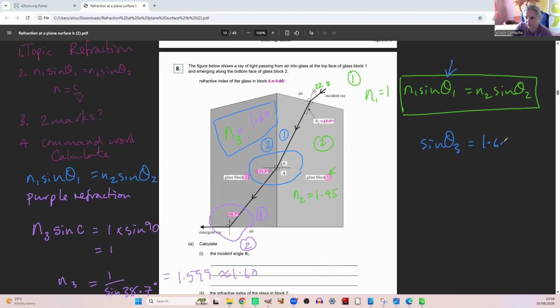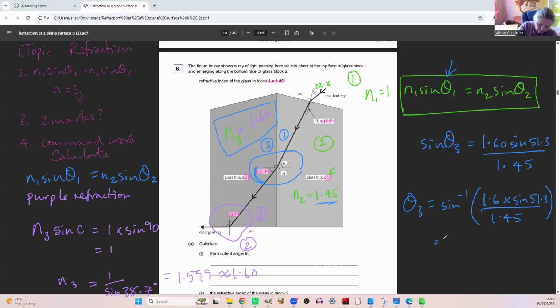So that's actually 1.60 times sine theta 2, which is 51.3, divided by N1. This is this one, 1.45. Can you see how easy it is to get confused? Okay, so theta 3 then is equal to sine to the minus 1 of 1.6 times sine 51.3 divided by 1.45 gives us theta 3.